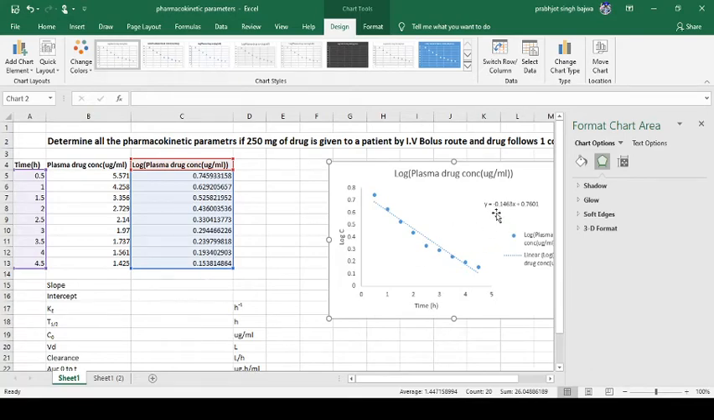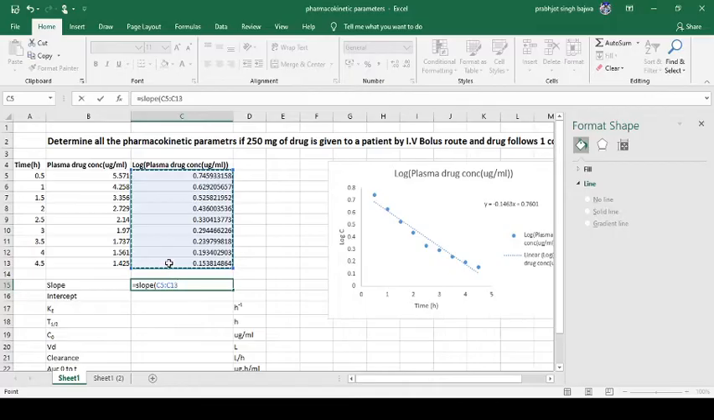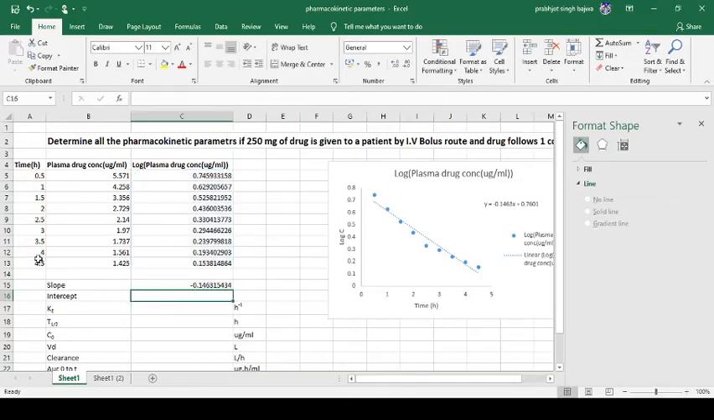Slope is already calculated in the graph, but we can also calculate it using a formula: equal slope, bracket start, known y's, y values, comma, known x values, bracket close. So this is the value of slope. It is the same as that in the graph.